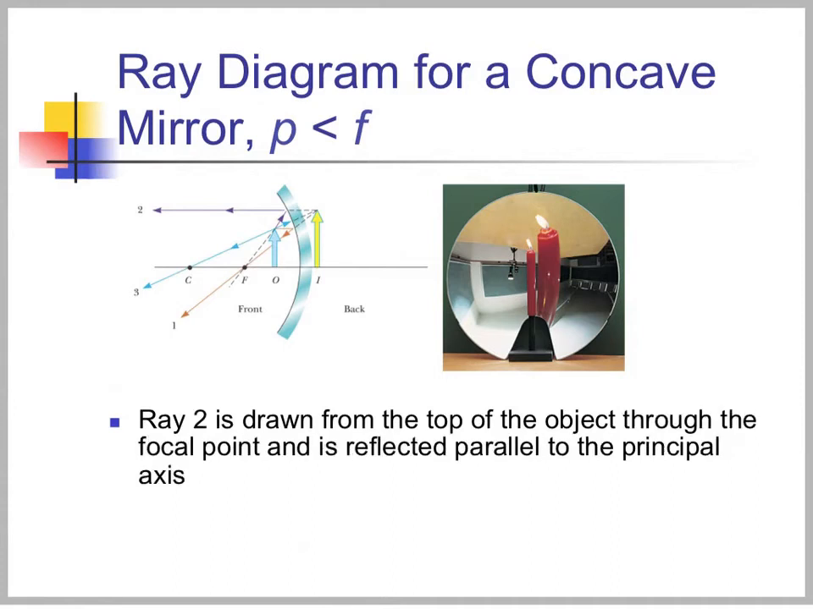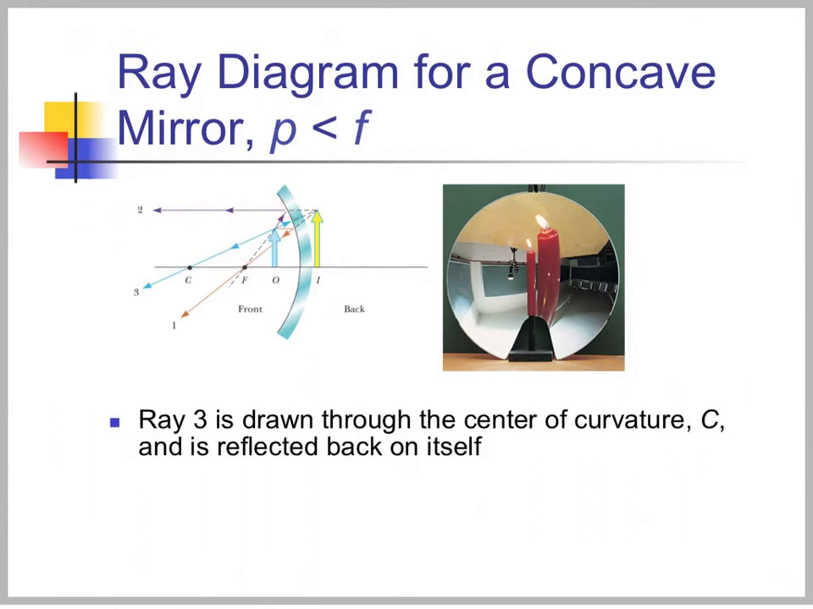Ray 2 is drawn from the top of the object through the focal point, or in other words, in this case, it's going to look like it's coming away from the focal point, then parallel to the optical axis. Ray 3 is drawn as if coming from the center of curvature, and reflects right back through the center of curvature.